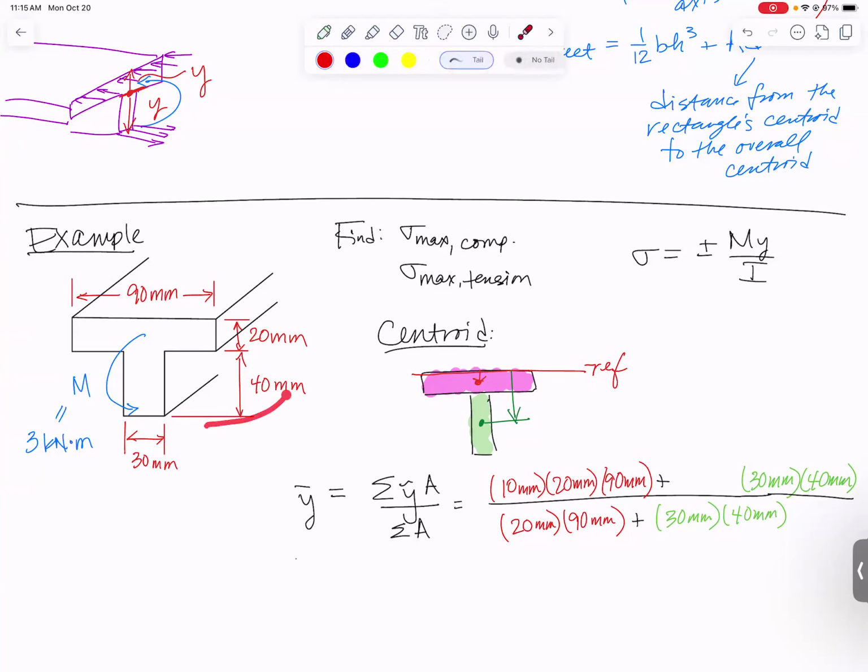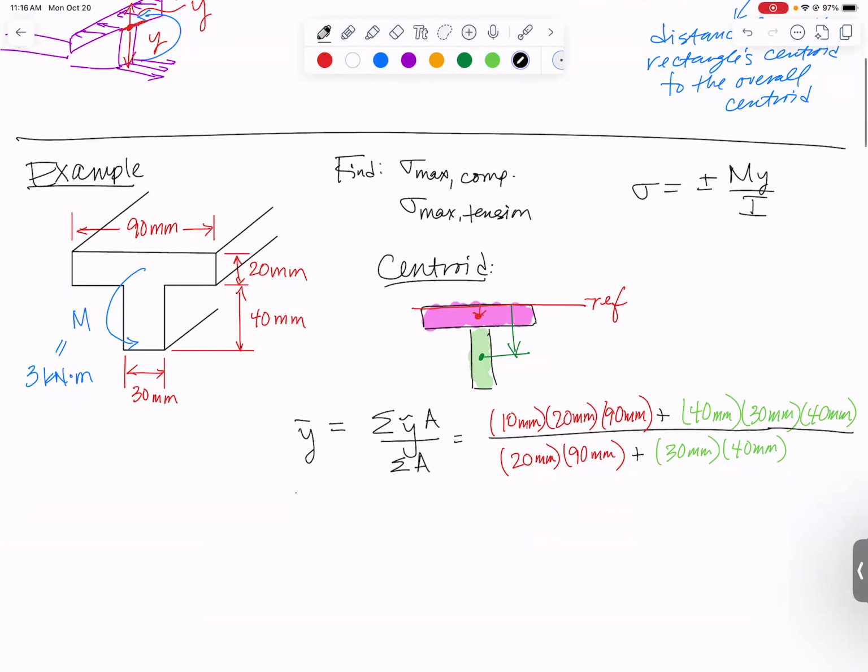So the whole rectangle is 40 millimeters high, which means it is 20 millimeters from that edge, also 20 millimeters from the bottom edge, but I want to measure it all the way up to my reference axis. So since here's 20, here's another 20, it's going to be 40 millimeters away from the top. You run that through your calculator and you get an answer for y bar.